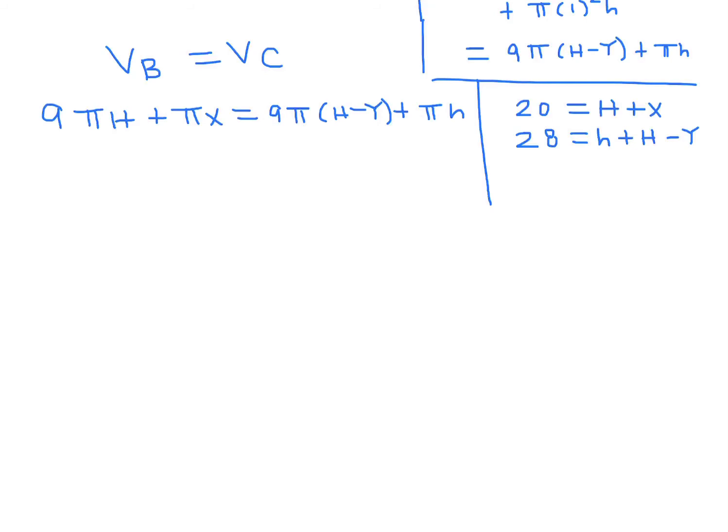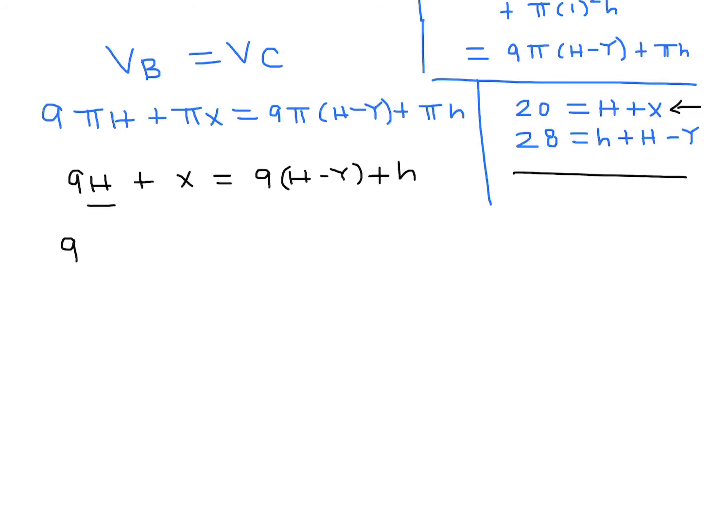Does anything cancel? Yeah, the pi's all go. That's great, the pi's all disappear. You can just divide both sides by pi. Now at this point, we most likely are going to have to substitute because we have too many variables here. For this big H, I'm going to use this one here. It will be 20 minus x, like that, plus x is equal to 9 times h minus y.